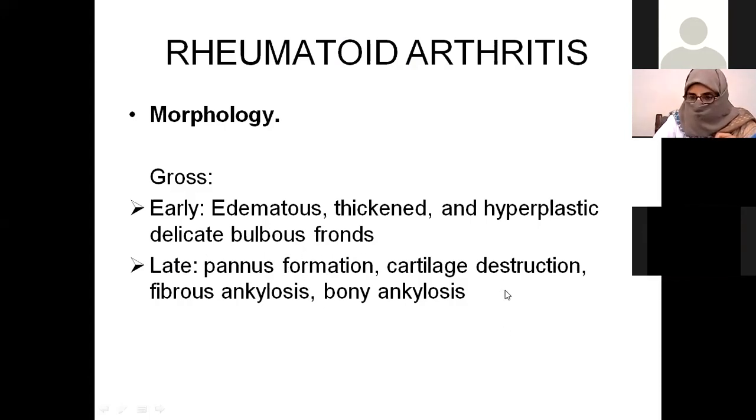There is cartilage destruction. Why is there cartilage destruction? Because when a lot of inflammation is happening at any place and it is not repaired, it is not stopped at a particular point in time, it starts causing the destruction of normal structures. That is why there is cartilage destruction followed by fibrous ankylosis and bony ankylosis.